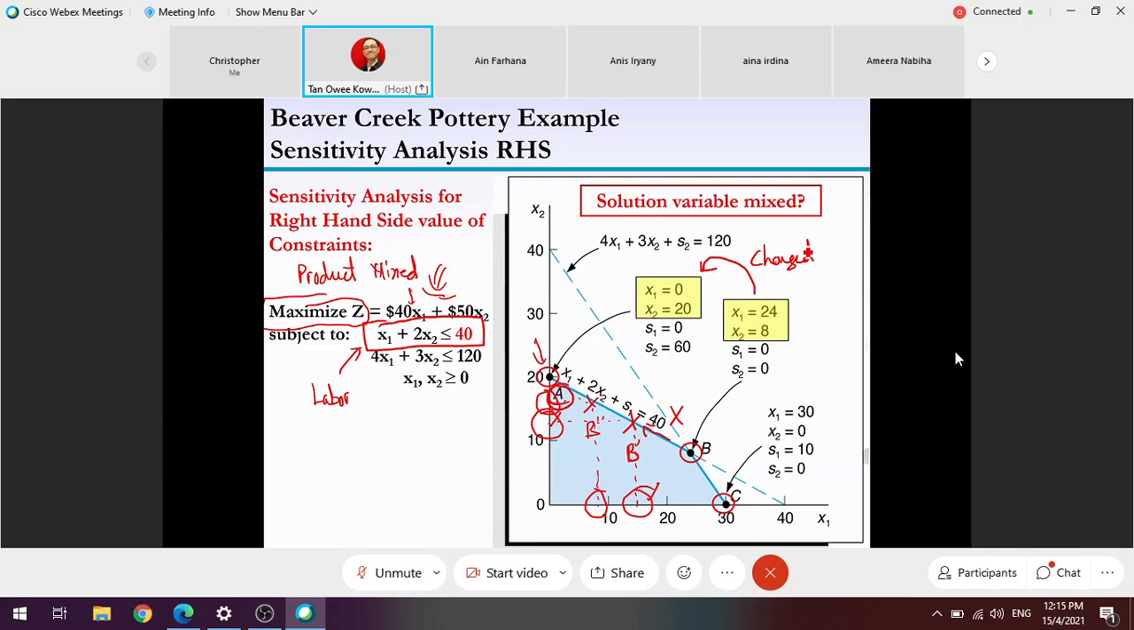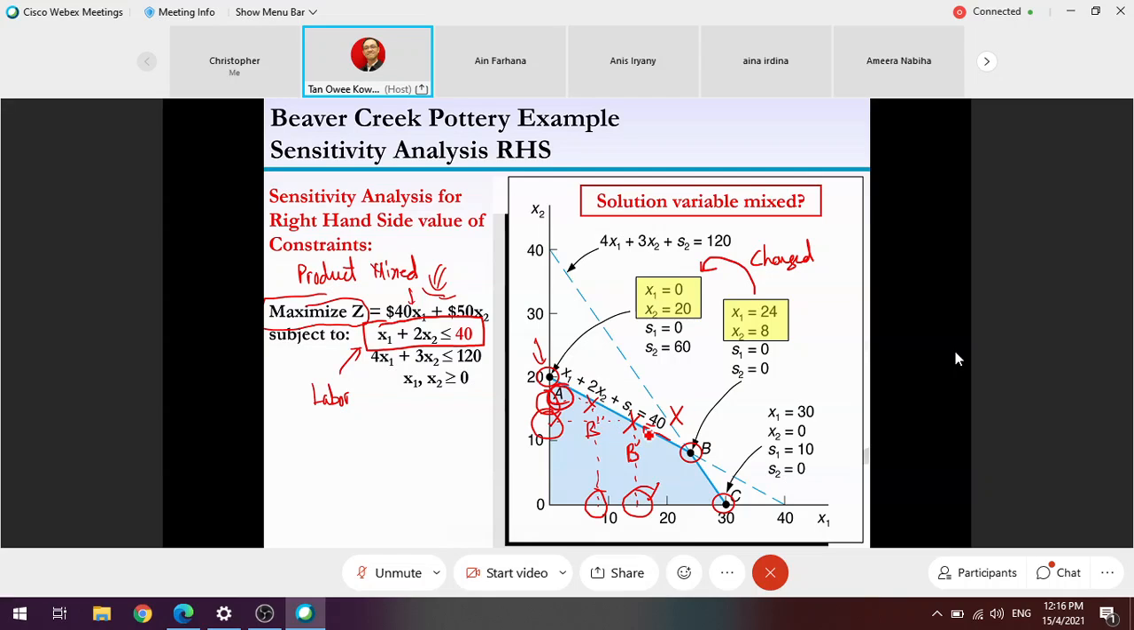Why does it change? Because instead of proposing to produce two models, now the solution is proposing to produce only one model. So in this case, we are saying that the solution variable mix changes. Do you understand? I have explained at a very slow pace. Does everyone understand? Okay, good.